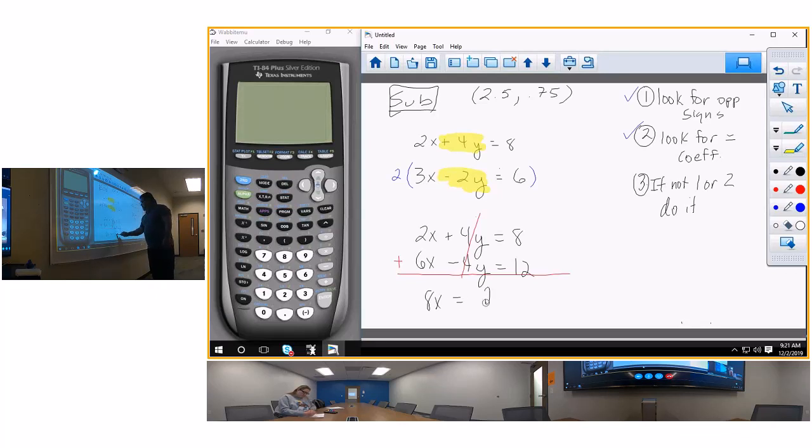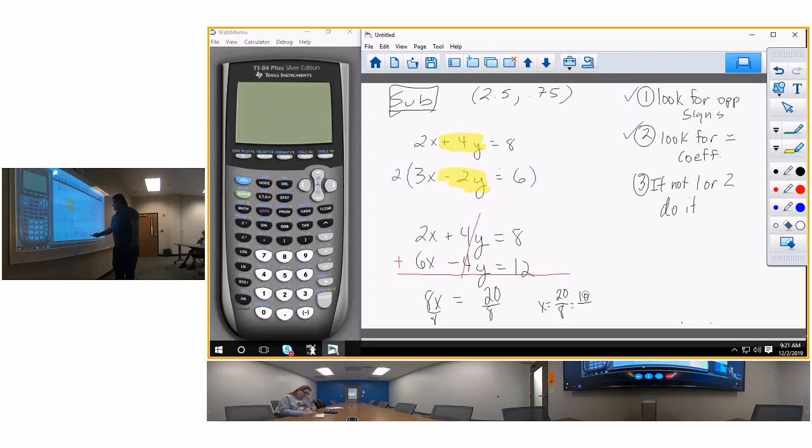20, which we divide by 8. x is equal to 20 over 8, which is 10 over what? 2? Somebody help me out. 10 over 4. Thank you. Huh? 5 over 2, which is equal to 2.5.